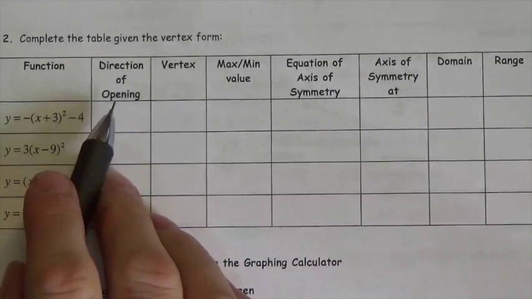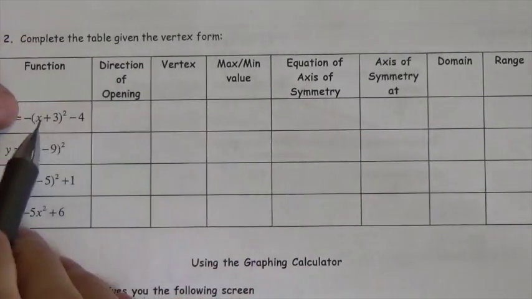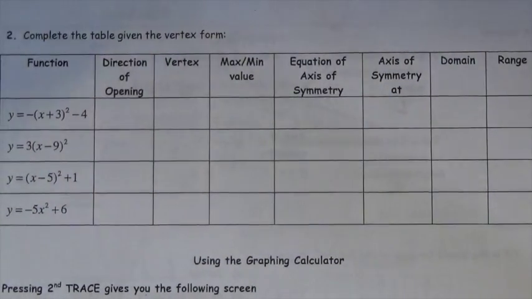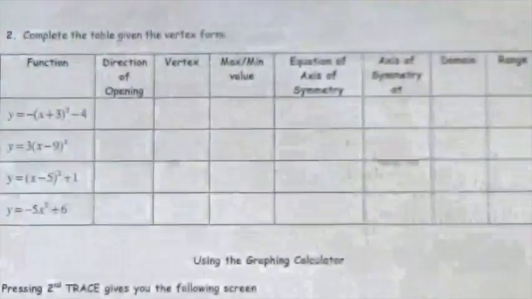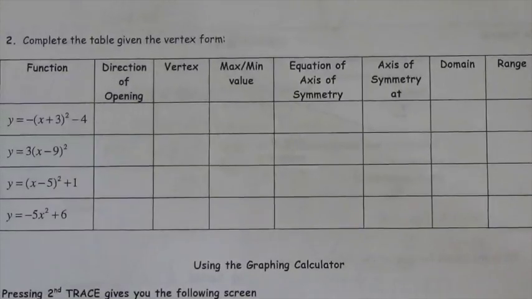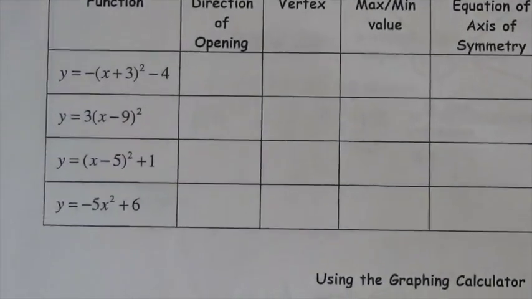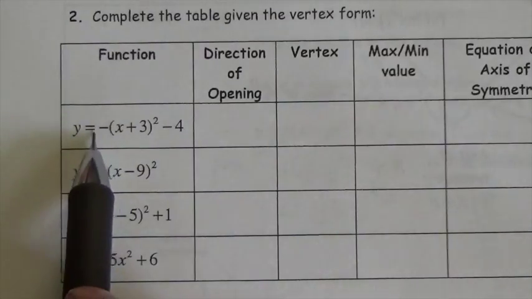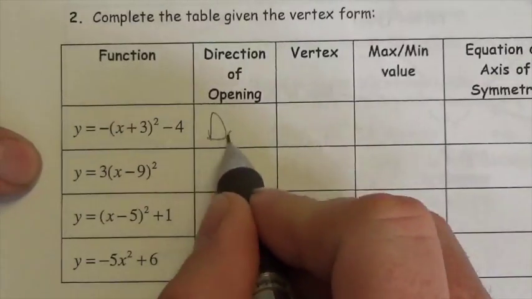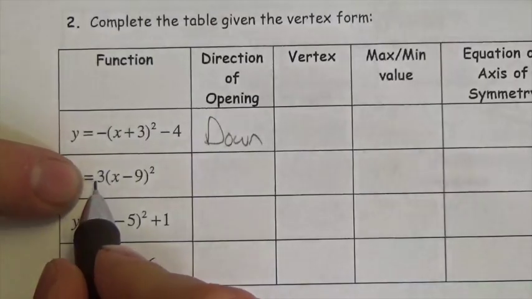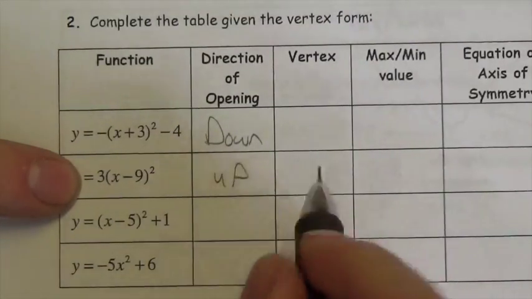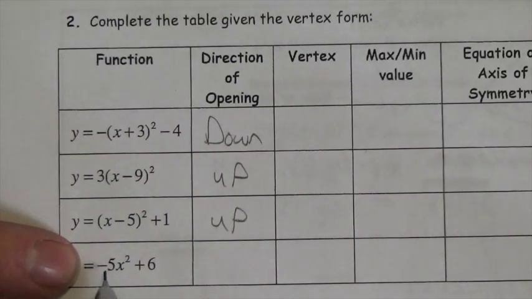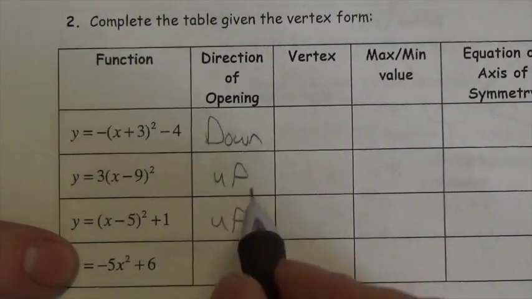of information here. So the direction of opening, we saw that that was related to the value that's in front. Maybe what we'll do is we will zoom in and go down each row here. The direction of opening here, because of the negative, this is going to open down. This leading coefficient here is positive, it will open up. This leading coefficient here is positive, this will open up. This leading coefficient here is negative, it will open down.